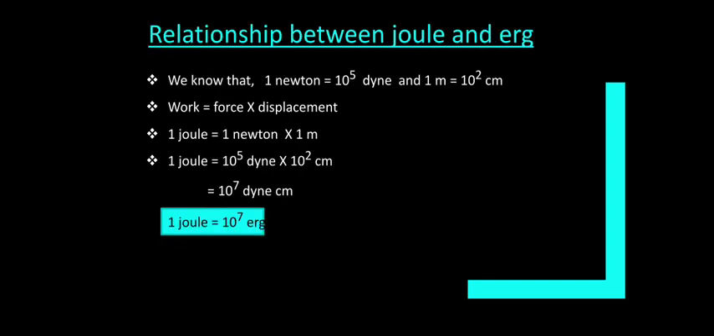So, relationship between joule and erg. Now we know that 1 Newton is equal to 10 raised to the power 5 dyne and 1 meter is equal to 10 raised to the power 2 centimeter. Now work is equal to force into displacement. So 1 joule will be 1 Newton into 1 meter. Correct? So now putting the values of Newton and meter, you will get 10 raised to the power 7 dyne centimeter. Follow? So 1 joule will be 10 raised to the power 7 erg.